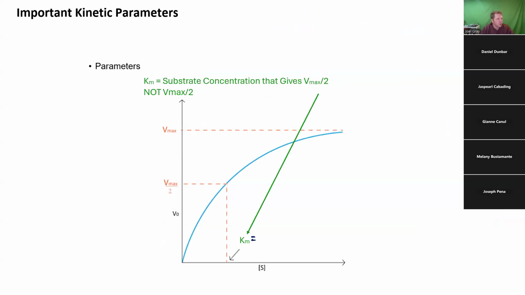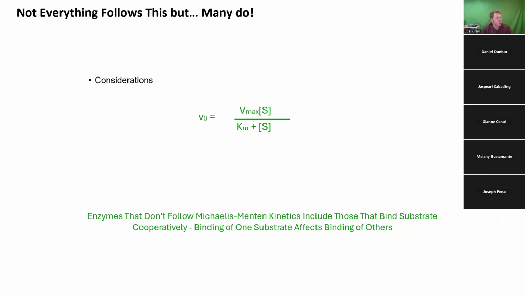Now, this plot right here, represented by this blue line, follows this equation right here. This equation shows initial velocity is equal to our Vmax times our substrate concentration over our Km plus our substrate concentration. Now, this is what is known as the Michaelis-Menten equation.